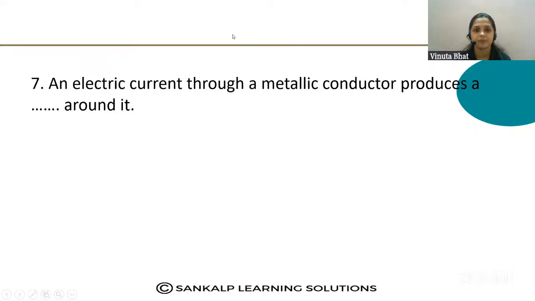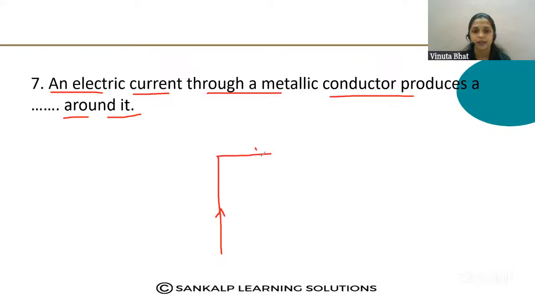Next question. An electric current through a metallic conductor produces a dash around it. So just imagine there is an electric current passing through the metallic conductor. This is the conductor, and the electric current is passing through this. What does it produce around this wire? It produces a magnetic field, right?